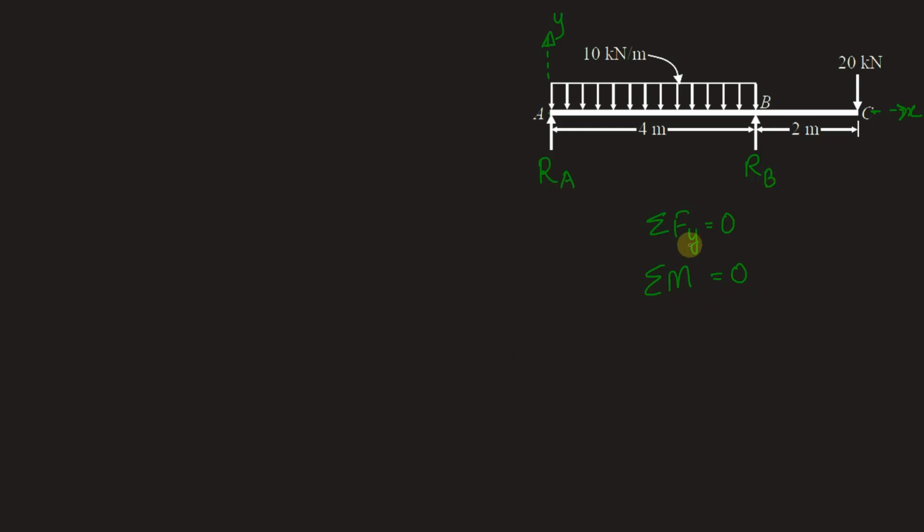So we have two unknowns, two equations. This structure is a determinate structure. In the first part, we will find out the unknown reactions RA and RB. First equation that we use is summation of forces in y direction is 0.